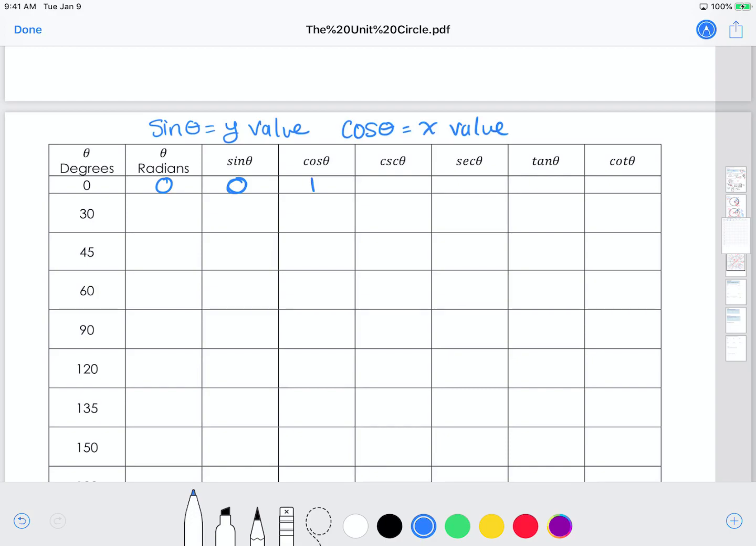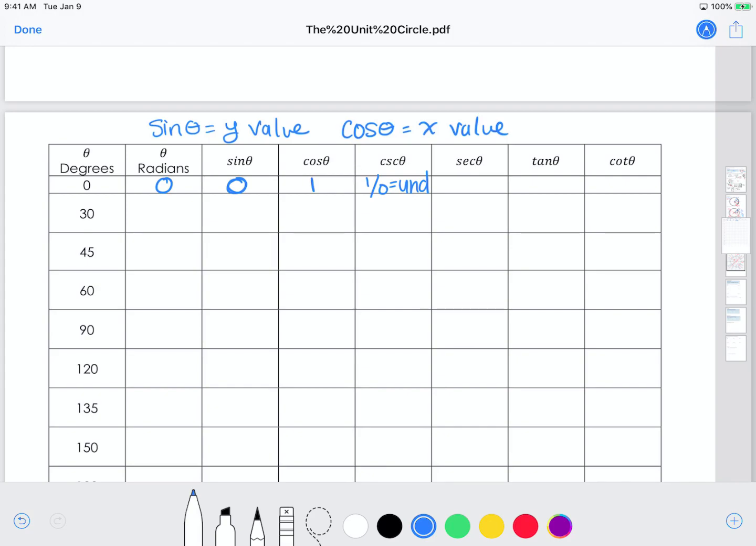Now, using our understanding of the trig ratios, I know my reciprocal identities. And I know that cosecant and sine are reciprocals. So if I take 1 over 0, because sine is 0, and I take the reciprocal, that's going to give me that it's undefined. So cosecant at 0 degrees is undefined.